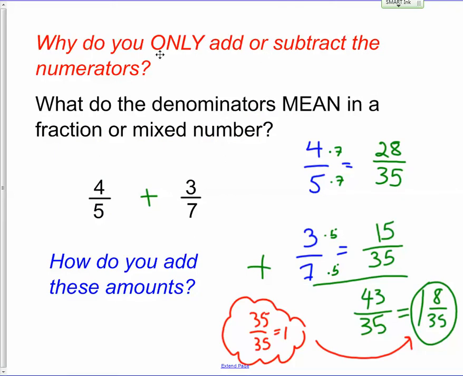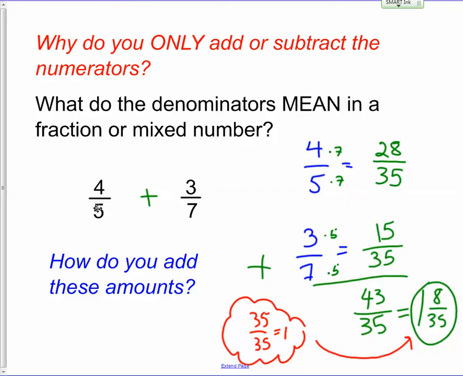And then we talked again about why you only add or subtract the numerators, because the denominator in a fraction or mixed number means the size of the piece. So if I want to add or subtract fifths and sevenths, fifths are larger than sevenths. So I cannot deal with the numerator, the amounts of these that I want to add, until I break these all into the same size piece.